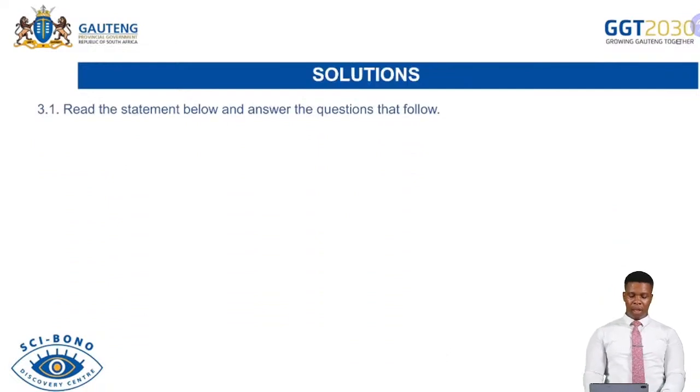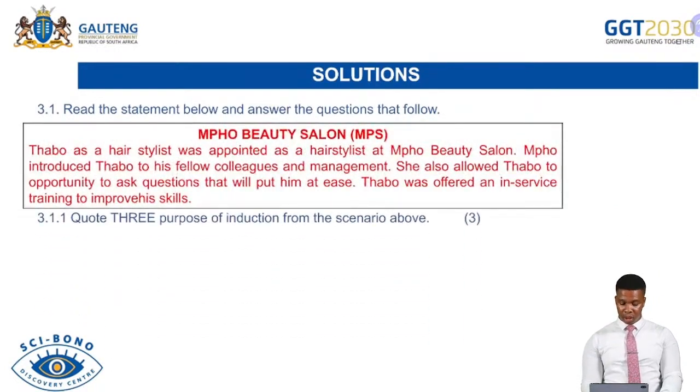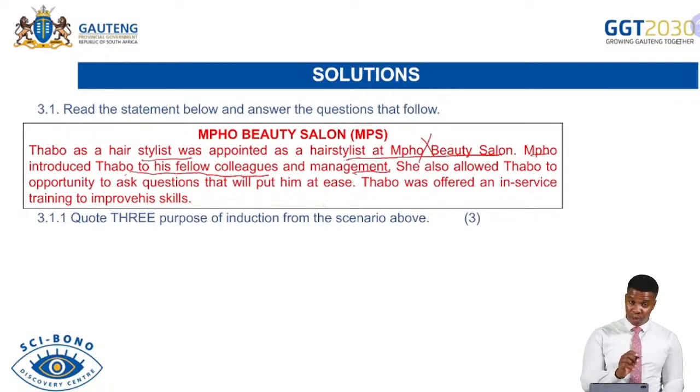Now, solutions. We go to the scenario again. Remember, you need to quote as it is. Which sentences should we quote? Should we quote "Thabo, as a hairstylist, was appointed at Mpho Beauty Salon"? Is that the answer? No, I don't think so, and I know you don't think so as well. Then "Mpho introduced Thabo to his fellow colleagues and management." Now, this is the purpose of induction, to introduce your new employee to their fellow colleagues. So this should be the answer.